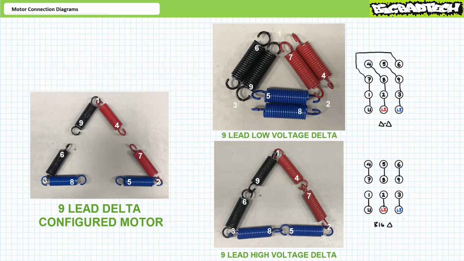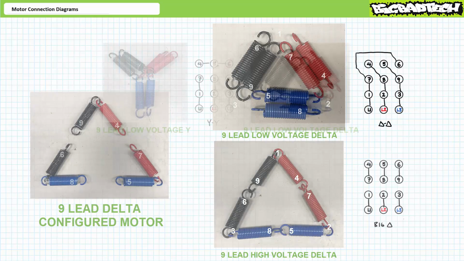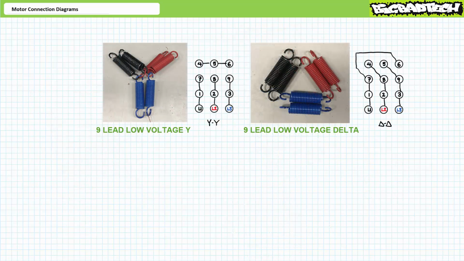It should again be noted that series impedances add up. This is why the high voltage entry on a motor nameplate has half the current draw as a low voltage configuration. A motor connection diagram illustrating a 9-lead delta configured motor set up in the high voltage configuration might look something like this: L1 to 1, L2 to 2, L3 to 3, 4 to 7, 5 to 8, and 6 to 9.